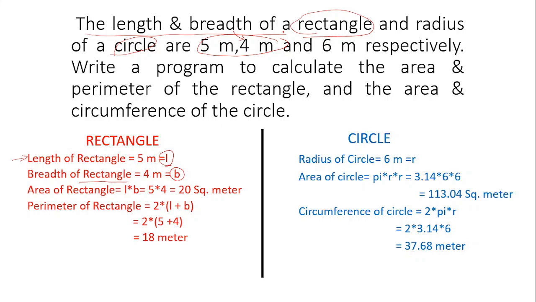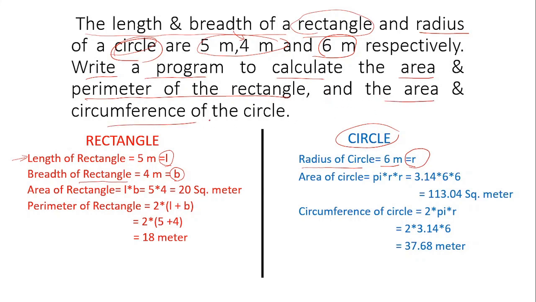Next, the radius of the circle is given, which is 6 meter. So we will take the case of the circle as the second part and we will write radius of the circle is 6 meter and take a variable small r for this. So the question demands that we write a program to calculate the area and perimeter of the rectangle, and the area and the circumference of the circle.